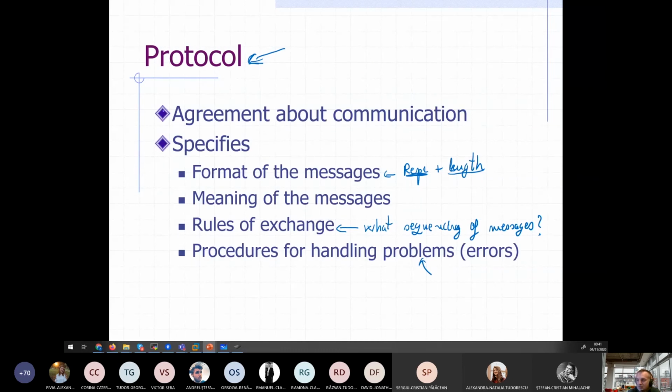Those are the basic things that you need to at least specify in a protocol: the format of the messages, representation plus length, the meaning of the messages, the rules of exchange, and the procedures for handling errors. If you cover at least these 4 items, then you can consider that you have yourself a protocol there. And actually, you need to design protocols like this every time you take up a problem and you try to solve it. This is the first step you need to do if you want your thing to be properly approached.